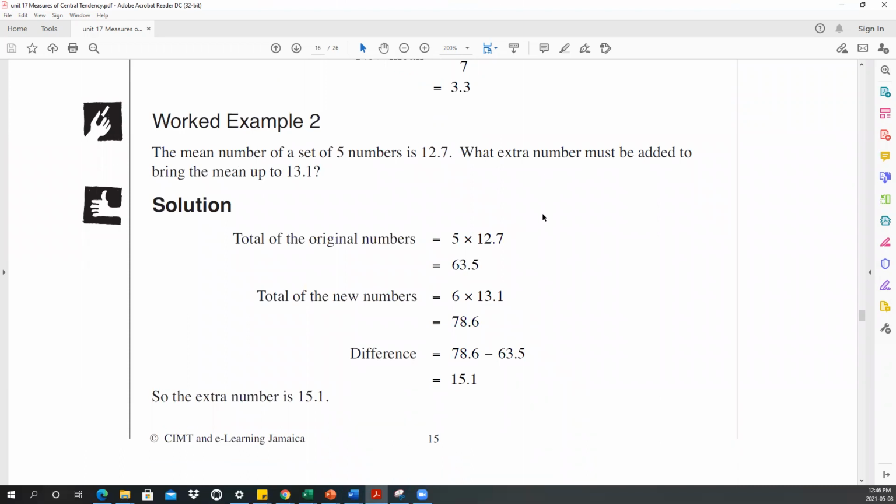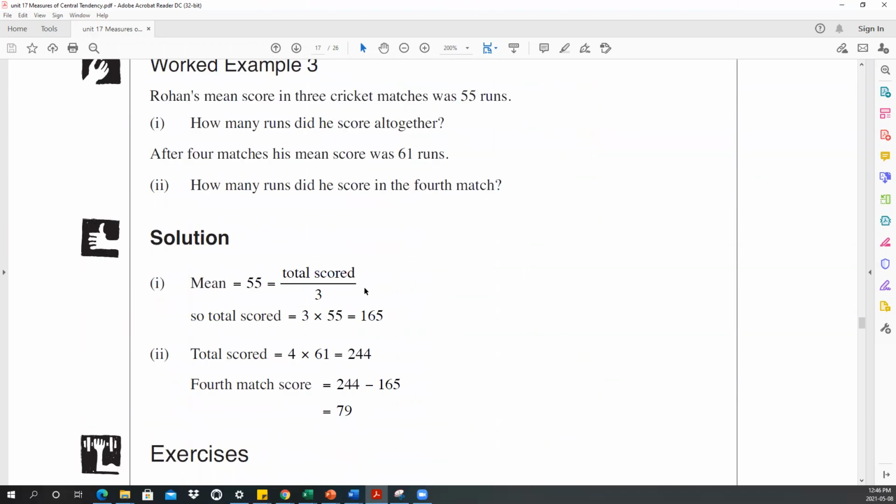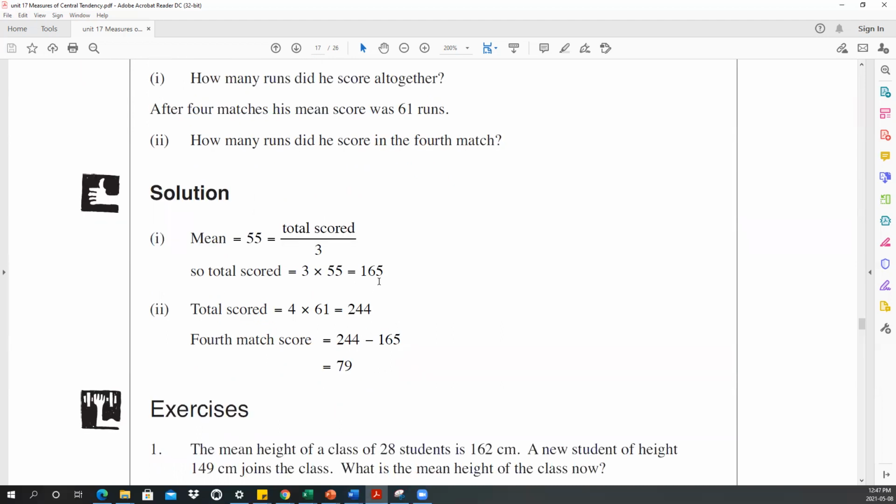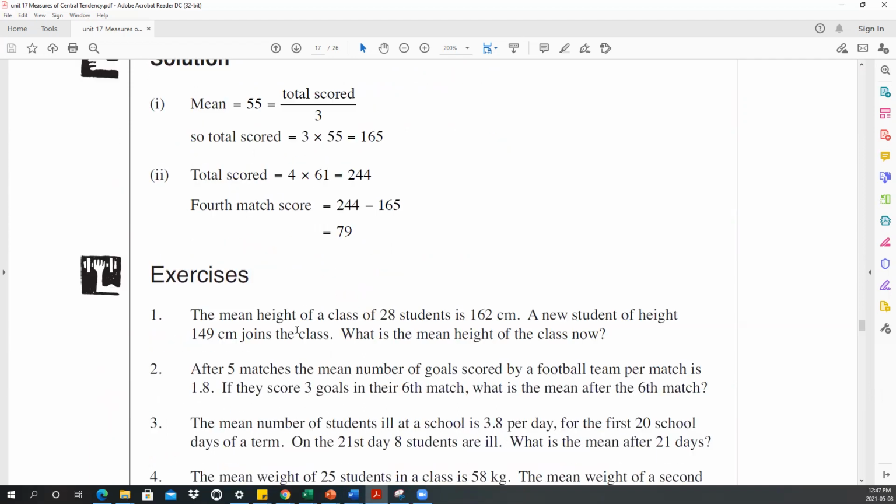What extra number must be added to bring the mean up to that? Same idea. So after 4 matches, the mean has gone up to 61. So 4 times 61, 244. You take the difference between what it was before with the old mean of 55. So the total before was 165. You take the difference, you get 79. So the 4th match score must be 79, such that when you add up the original numbers to the 79 and divide by 4, you get the mean of 61.